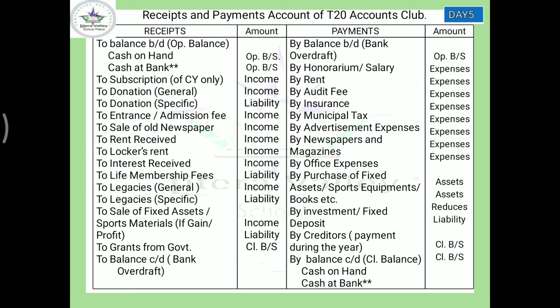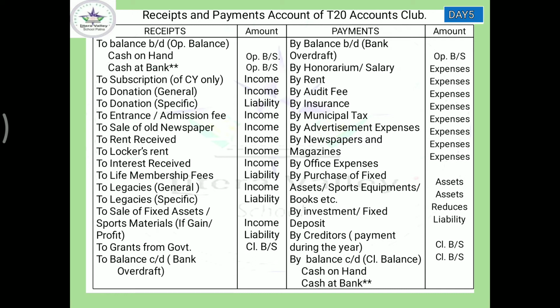Donation without any specific information, I mean general donation, will be income, and if donation with specific condition, it will be treated as liability. Entrance fee, admission fee, income. Sale of old newspaper, income. Rent received, again it is income. Lockers rent, income.